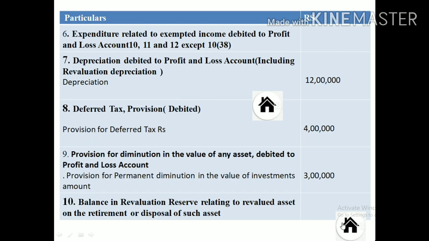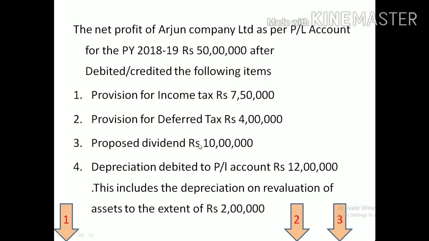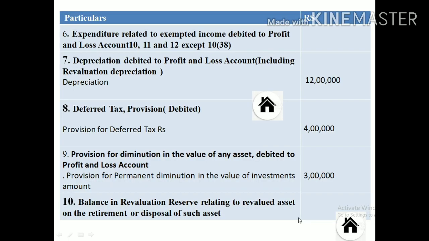Say we have deferred tax provision here. Please observe, there is 4 lakh deferred tax provision. So that we should add. It is the debit side, so we should add. If it is the credit side, it should be deducted.